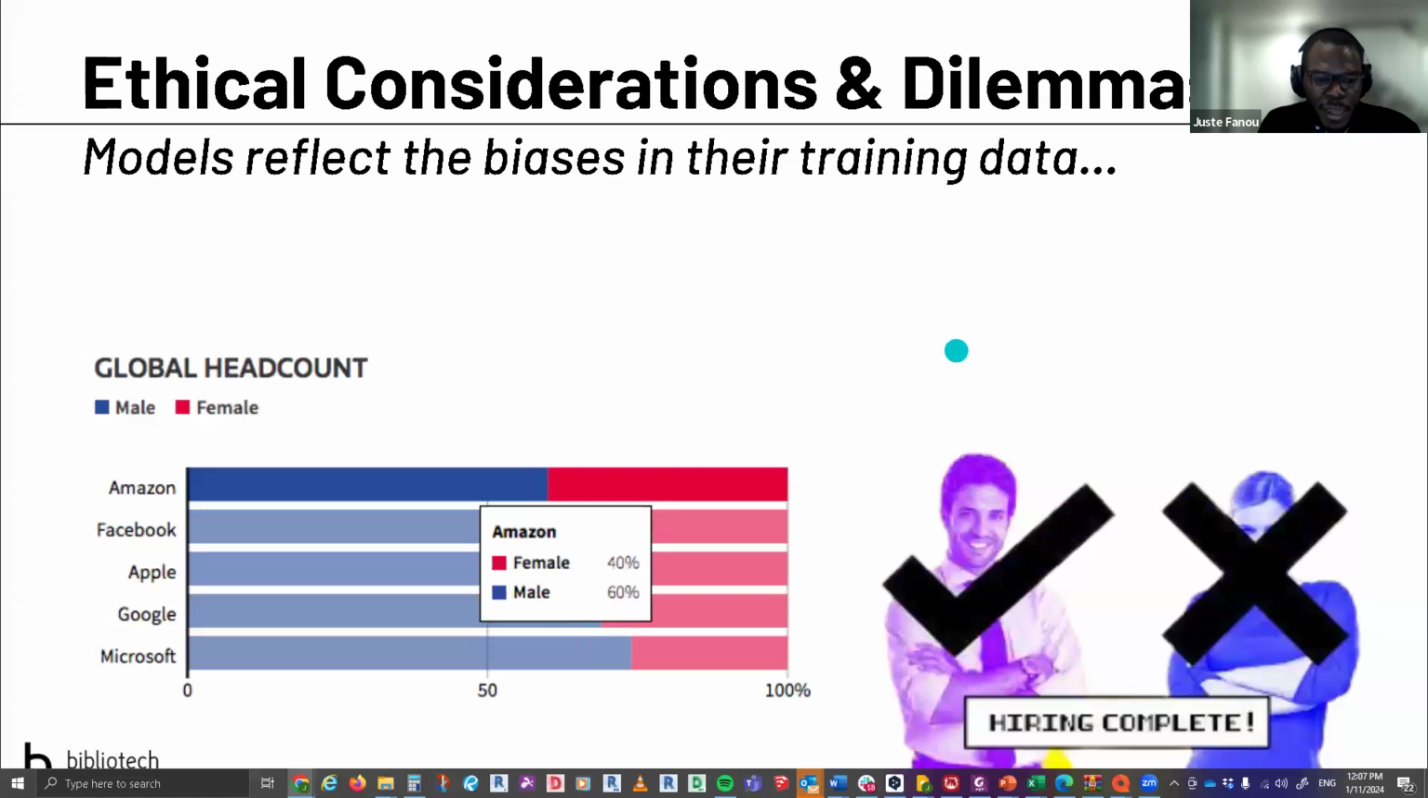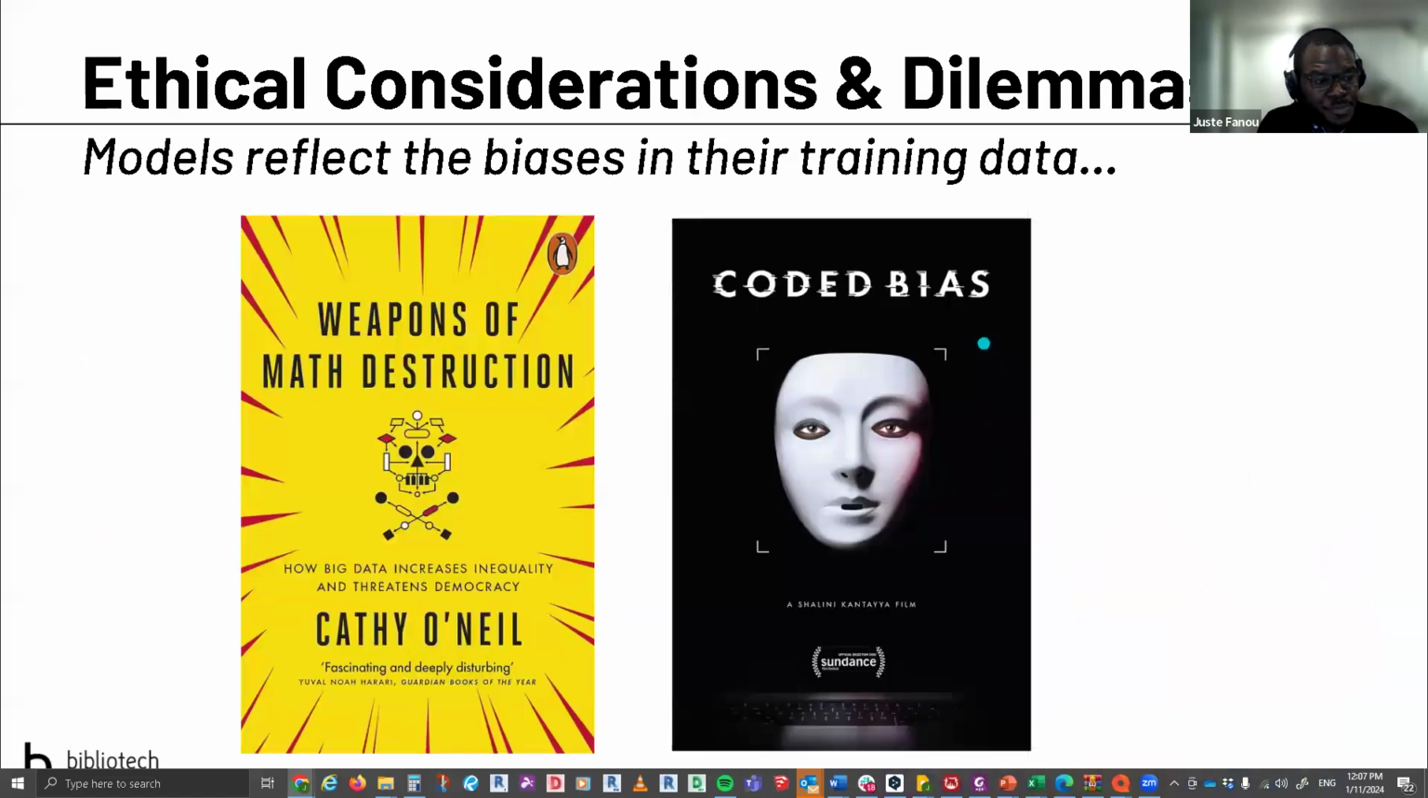These are two great ones: this is a book, this is a movie, Weapons of Math Destruction and Coded Bias. And Weapons of Math Destruction is a great book from Cathy O'Neil, who's a mathematician.